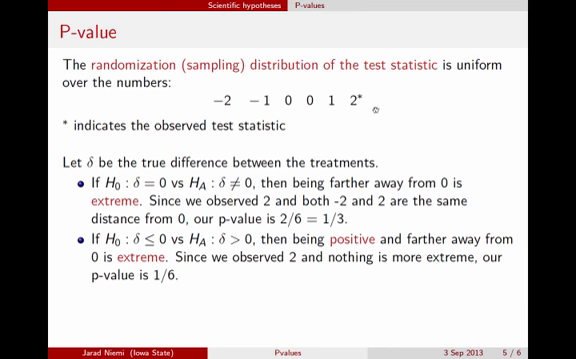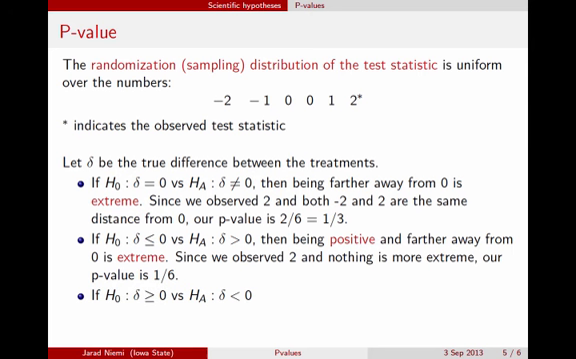There's nothing more extreme. There's nothing on this side of the line over here that we could have possibly seen for our test statistic. So in this case, we have one thing out of 6 that was as or more extreme than what we actually observed. So the p-value here is 1/6.